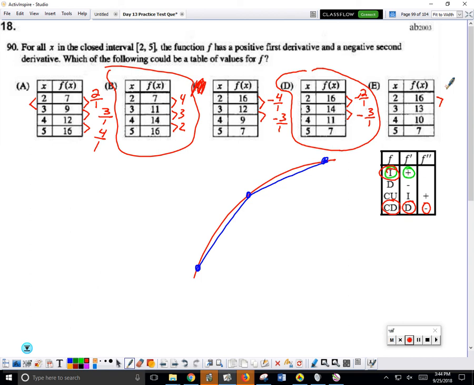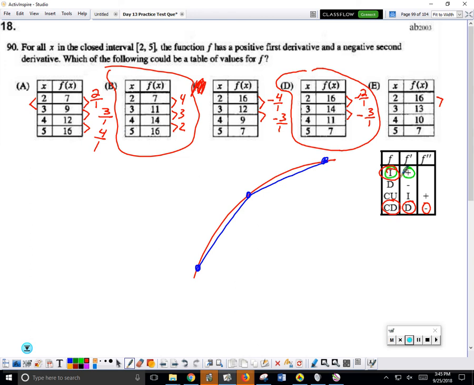Positive first derivative. So it has to be increasing. Right, the function itself must also increase. All of our focus so far has been down here, which is fine, but we've got to make sure this happens as well. How can it increase and decrease at the same time?